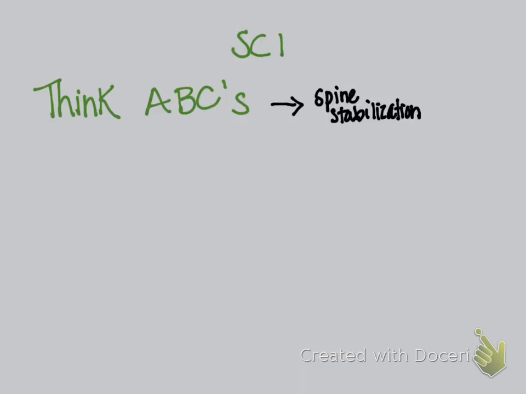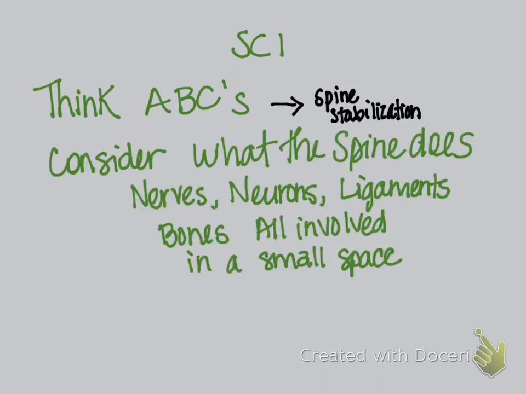So what I want you to do for spinal cord injury is think about ABCs. You want the spine to be stabilized, but you also want to think about ABCs: airway, breathing, circulation. Depending on level of injury, are they going to have trouble breathing? Is it going to make them stop breathing? And then, of course, spine stabilization. Consider what the spine does. There's nerves, neurons, ligaments, bones, all involved. Your spine holds you upright. Your spine does so much, and all of this is involved in such a small space.